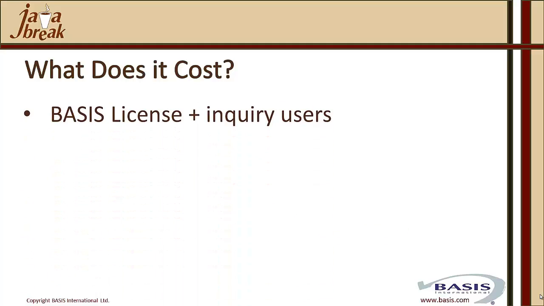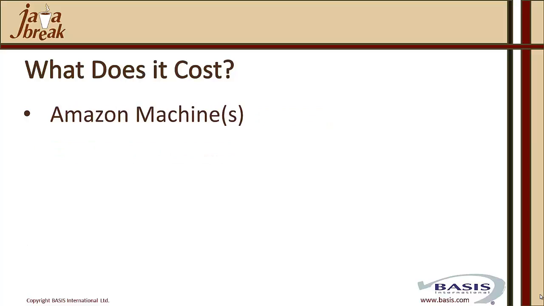For the Basis piece, we need to be on the Enterprise Edition of BBj 10 or higher and have current SAM on the license. This requirement brings you the replication feature as an included benefit. So what do these Amazon machines cost us?